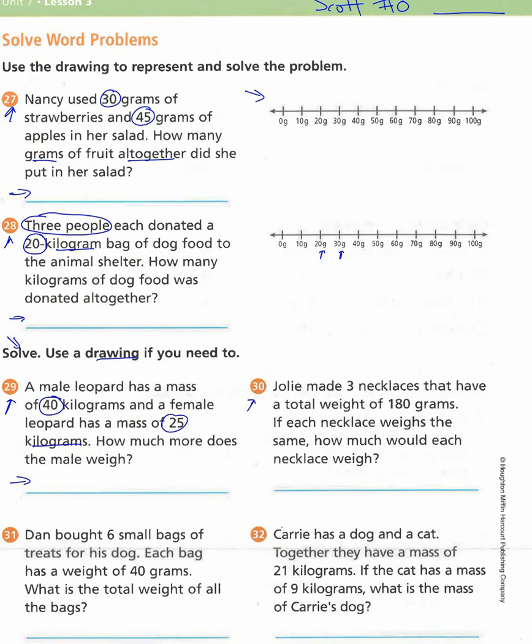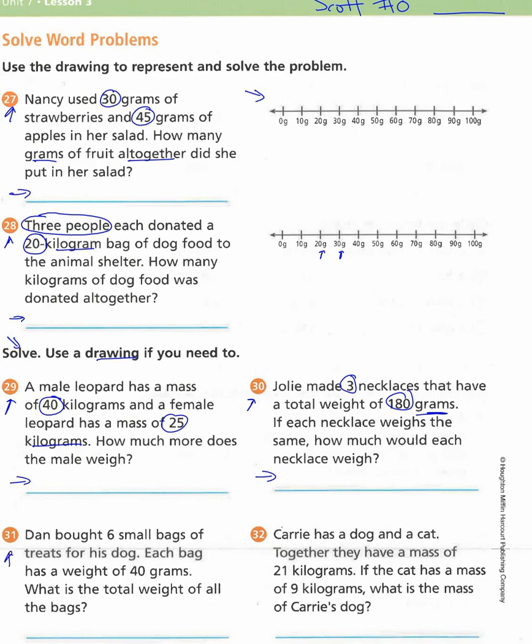All right, number 30. Jolie made 3 necklaces that have a total weight of 180 grams. If each necklace weighs the same, so we have, right, 3 groups, and altogether they equal 3 groups of some amount equals 180. So hopefully you can see that this is really a division problem. So if each necklace weighs the same, how much would each necklace weigh? And we're talking grams as our label on this one. So again, pause, finish it up, start up the video when you're ready to go.